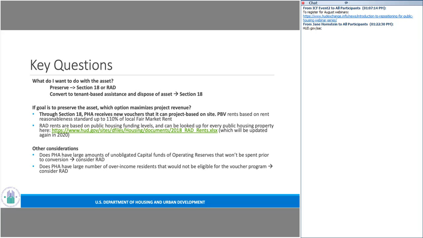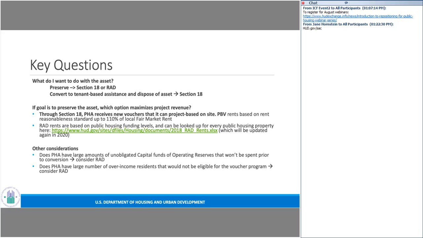So check out the RAD rents, which we've got available on our website, and we'll update again at the end of the year, and see for yourself and try to compare what rents you'd get under RAD versus what rents would be available through the project-based voucher program. So that's, again, by and large, the most important consideration a PHA should be considering.